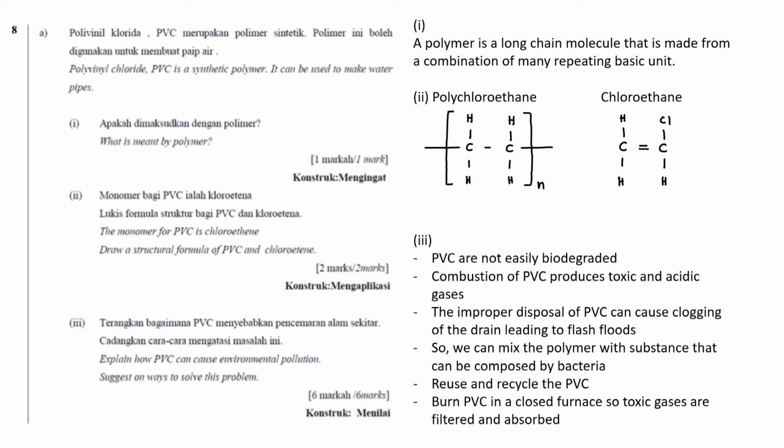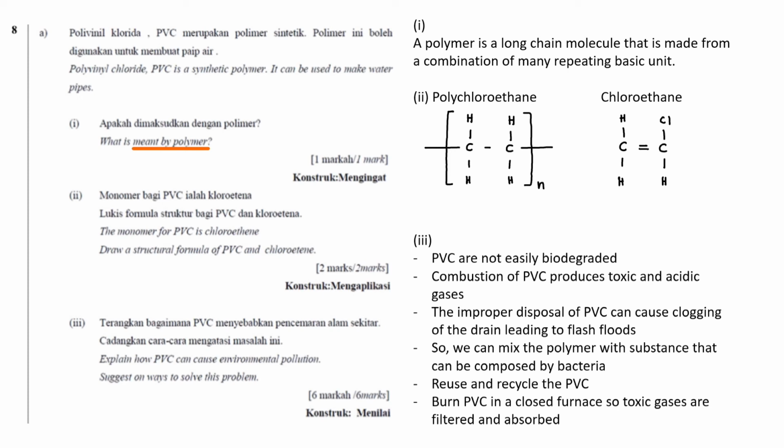Question 8. Polyvinyl chloride, PVC, is a synthetic polymer. It can be used to make water pipes. Roman 1. What is meant by polymer? A polymer is a long chain molecule that is made from a combination of many repeating basic units.